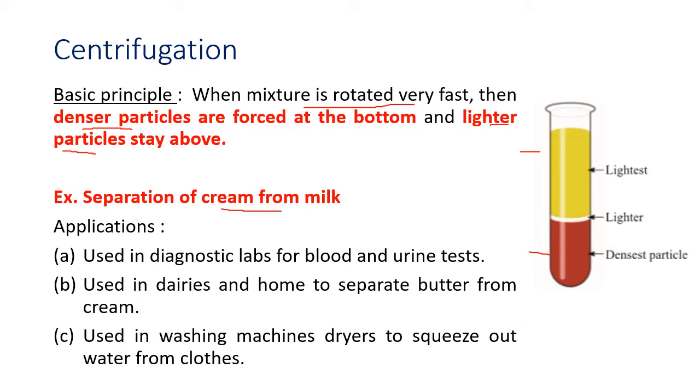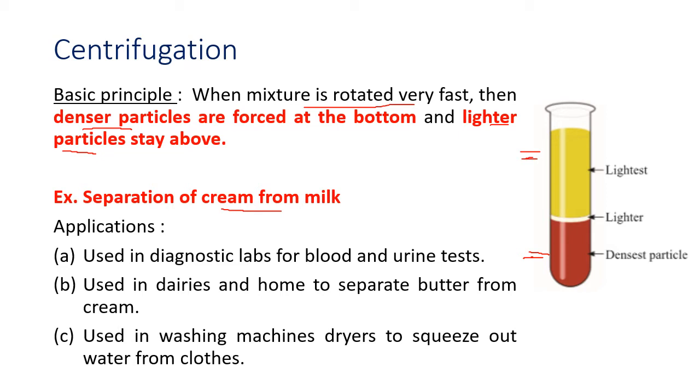Now milk has got cream, means the fatty cream inside. How will we separate it? So what is done? The method of centrifugation. The milk is rotated at very high speed. The denser particle, that is the milk, will settle at the bottom and the lighter particle, the cream, will come on the top. This is how we separate the cream from the milk.